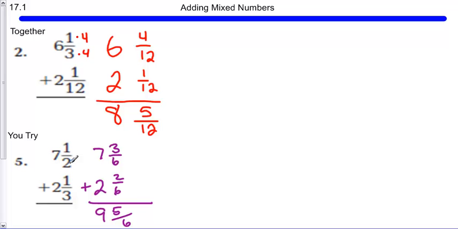So what I did is I counted by 2s and I counted by 3s and came up with 6 as my least common denominator. So I multiplied my numerator and my denominator by 3 and came up with 3/6. Multiplied my denominator and my numerator by 2, came up with 2/6. Added my fractions, 3 plus 2 is 5, my denominator stays the same as 6, and 7 plus 2 is 9. So 7 1/2 plus 2 1/3 is 9 5/6.